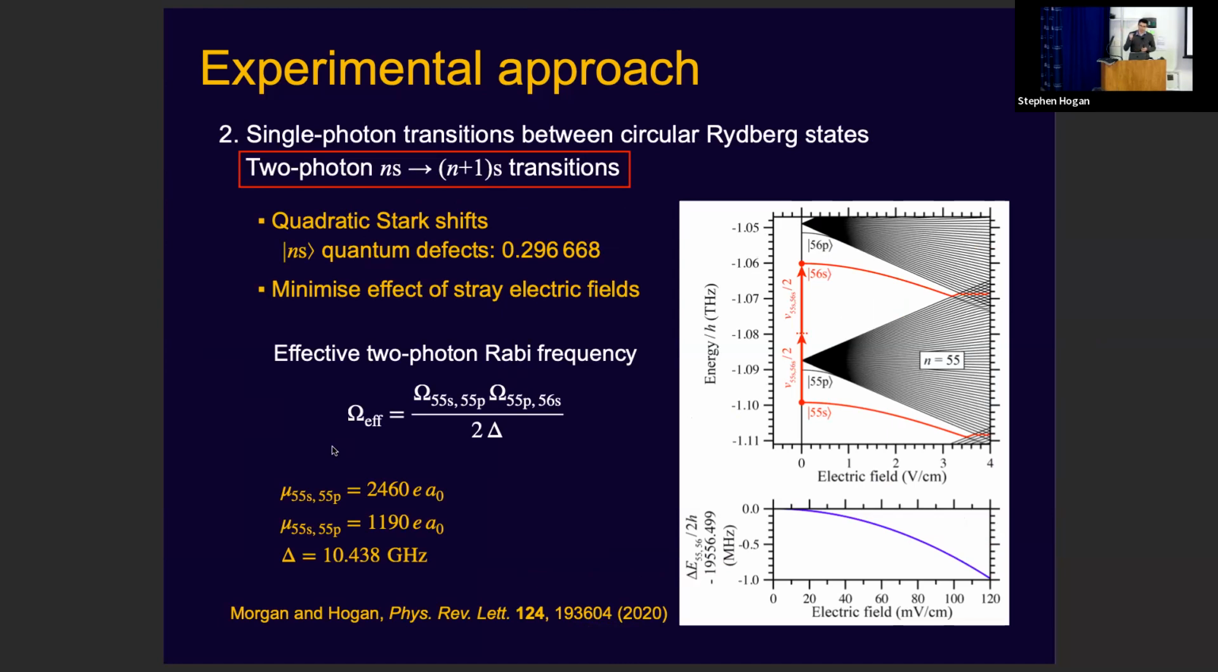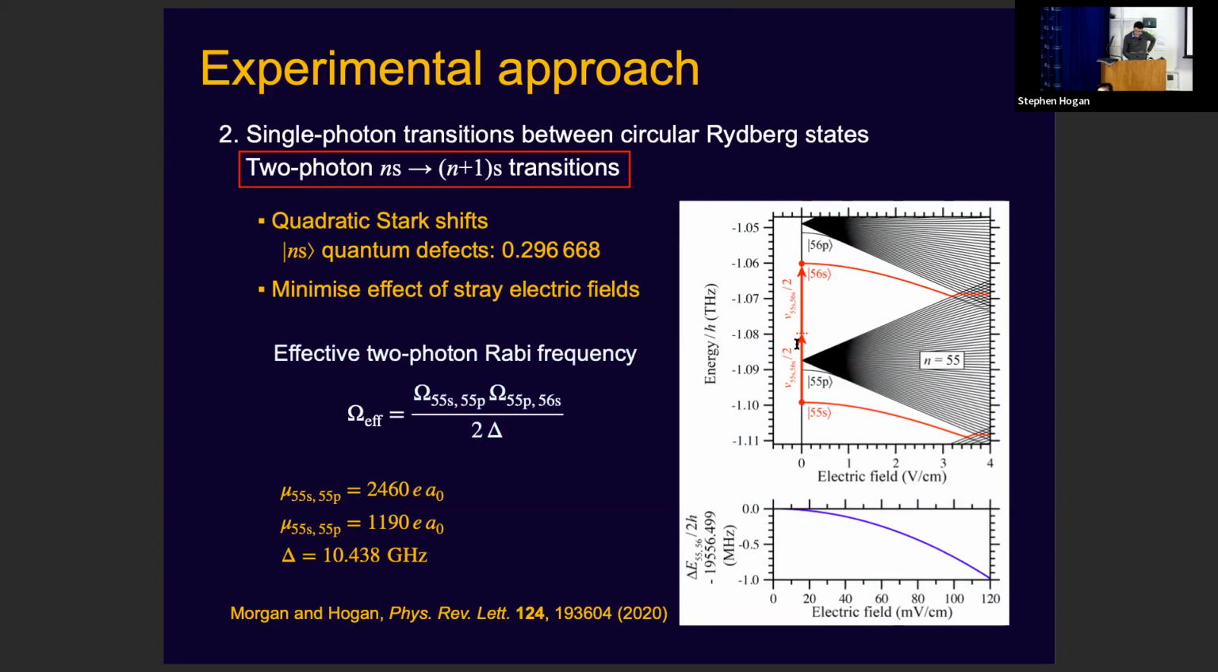So these will be states, for example, at n equals 55 with L equals 54 and ML is 54. So you can make these using some microwave transitions or by using some method in excitation in crossed electric and magnetic fields. But what we've done so far is to use 2 photon transitions between S Rydberg states. So this is the 55S triplet Rydberg state here. It has a quantum defect of about 0.29. And here's the 56S. And we can drive the transition between these in near zero field as a 2 photon transition.